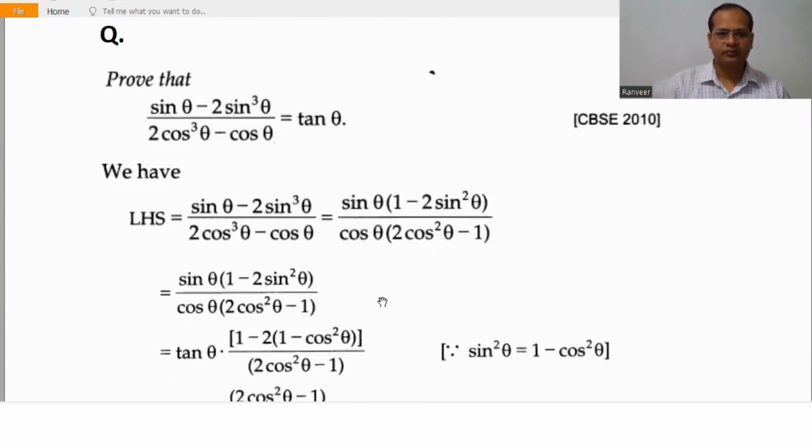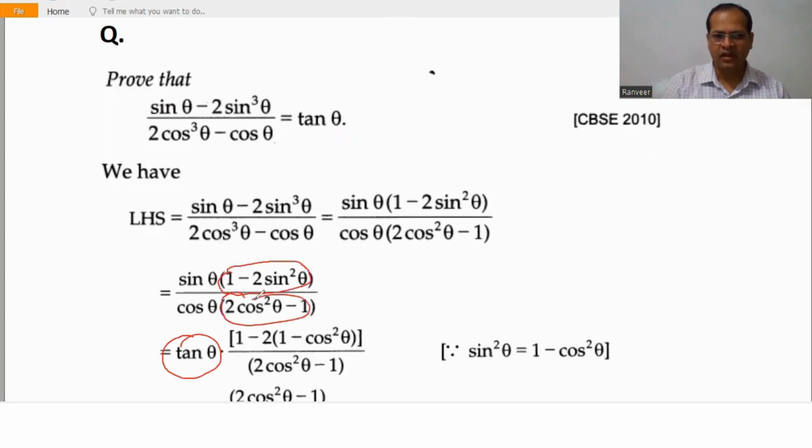Next, sinθ minus 2 sin³θ by 2 cos³θ minus cosθ. So wherever this type of question is there, how will tanθ come? First of all, the common sense is sinθ by cosθ. So sinθ we will take common from this, and cosθ we will take common from this. So this becomes 1 minus 2 sin²θ, 2 cos²θ minus 1. First of all, we have to write this. Now, this is nothing but tanθ. So this value and this value are the same.